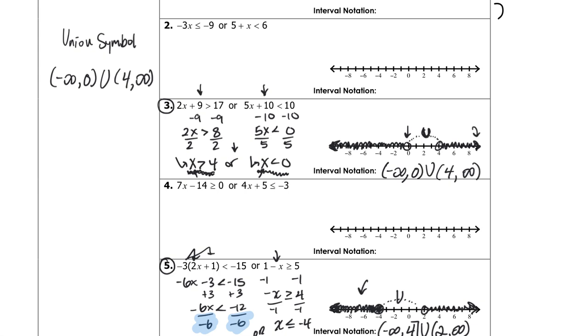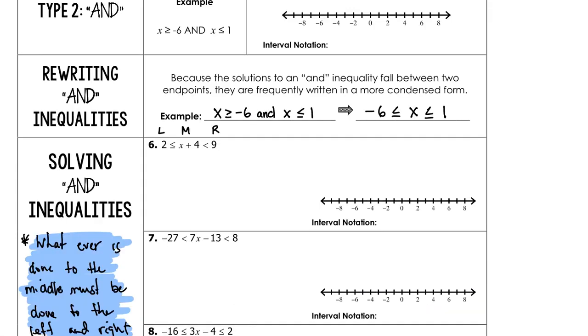And then we also talked about interval notation. Because of the disjunction, we connect them with a union symbol. And now let's get into seeing the most common type of and compound inequality. So on to the next.